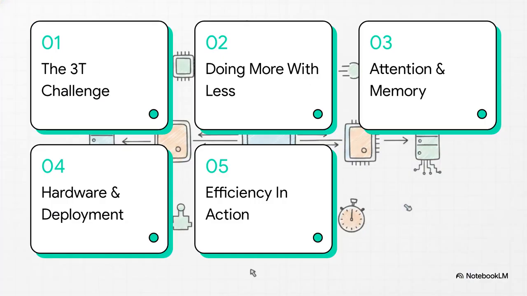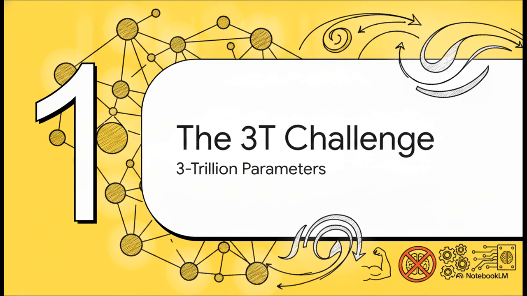So how did the team behind Kimi K3 actually solve this? Well, we're going to look at their approach across 5 main areas: the 3 trillion parameter challenge, doing more with less, rethinking attention and memory, hardware and deployment optimization, and finally, efficiency in action. All right, let's kick things off with Section 1, the 3 trillion parameter challenge.